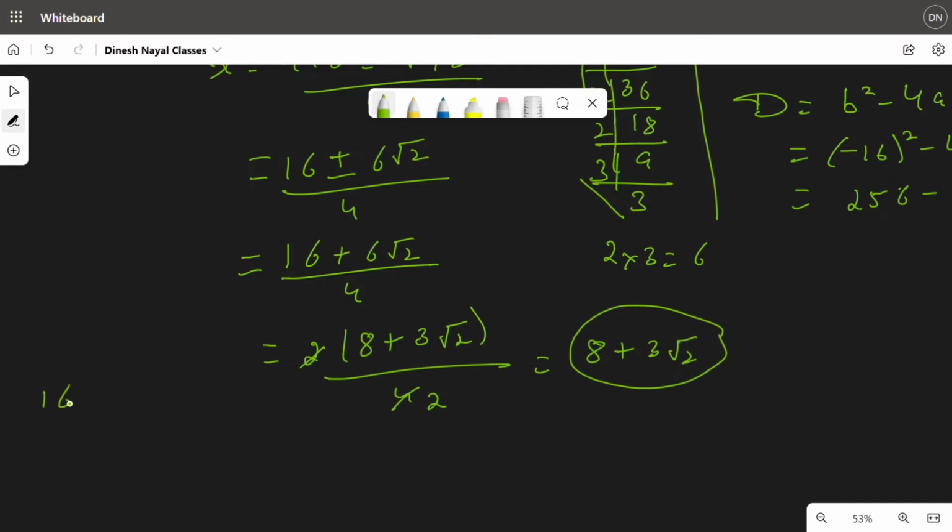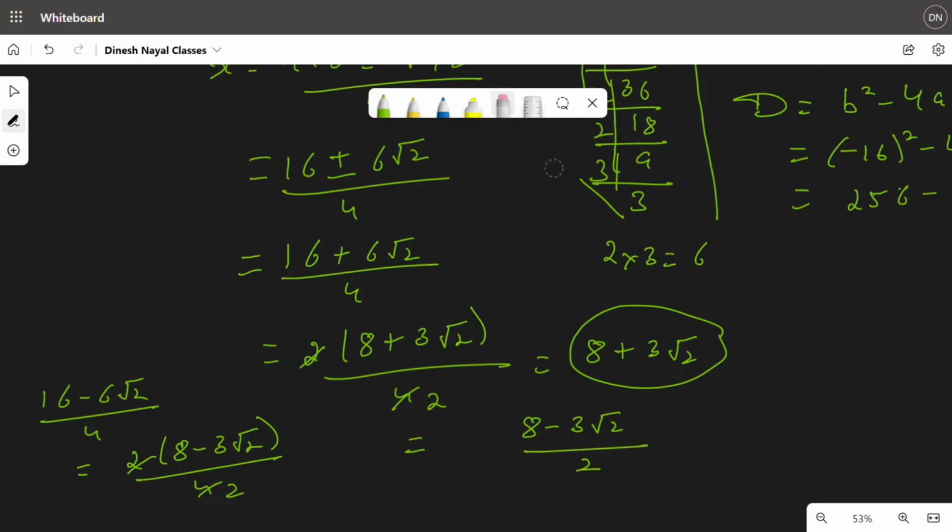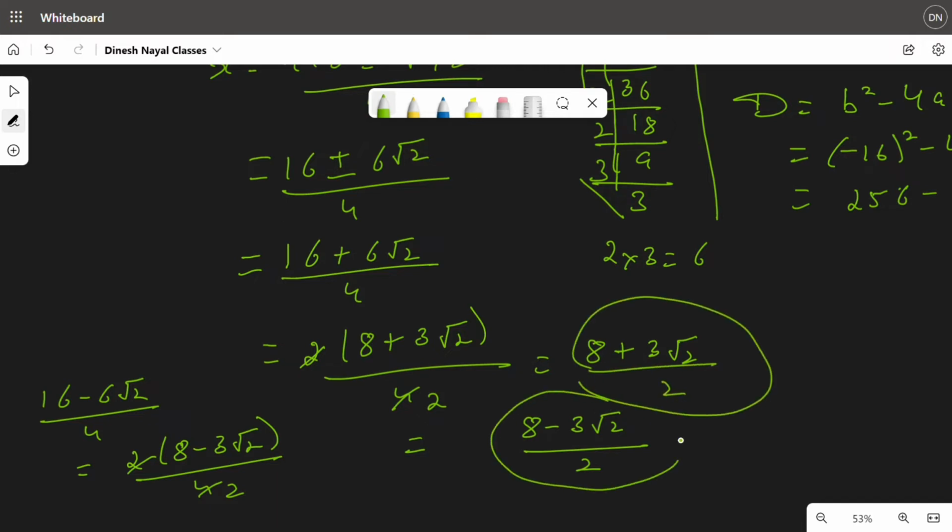Now for the second root, this will be 16 minus 6 root 2 by 4. Again taking 2 common, so this will be 8 minus 3 root 2 by 4. We can cancel it by 2, so this will be 8 minus 3 root 2 by 2. Oh, sorry for this, by mistake I have written that. So these are our two roots for this equation.